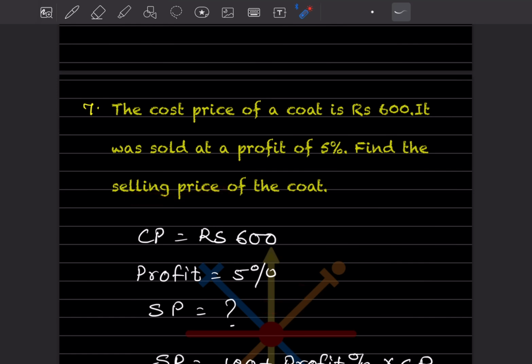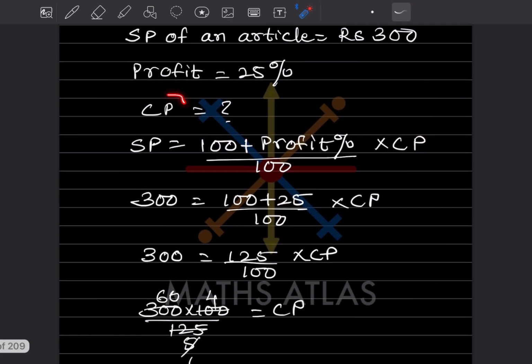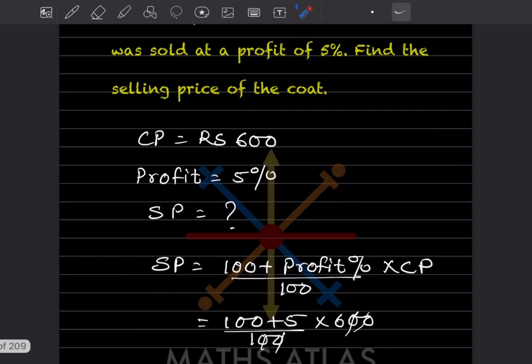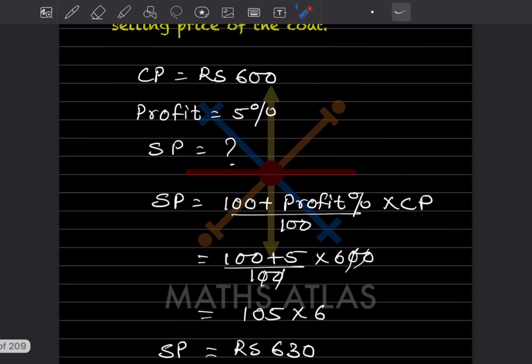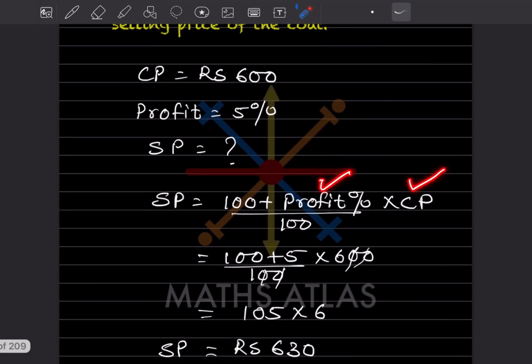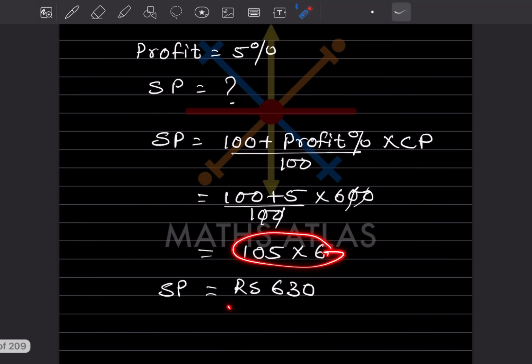Again we can use the same formula. Here the cost price was not given earlier, but we are not going to change the formula. We'll use the same formula and find out the selling price, because we know the profit percentage and the cost price. So this is 100 plus 5% profit percentage, divided by 100 into the cost price, which is given as 600. Now these two zeros get cut, so this is going to be 105 into 6. You multiply it and you get the selling price as 630 rupees.